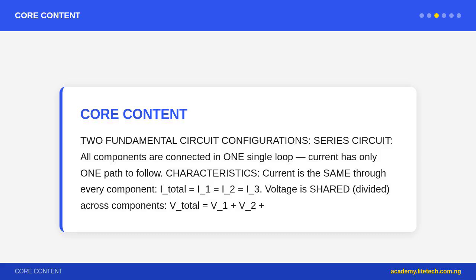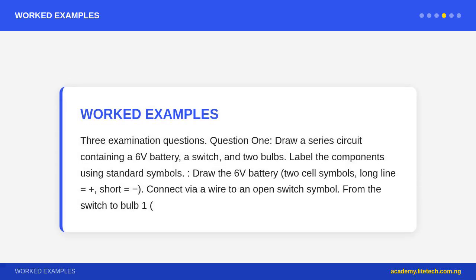Characteristics. Voltage is the same across every branch, V_total equals V_1 equals V_2 equals V_3. Current is shared, divided, between branches, I_total equals I_1 plus I_2 plus I_3. Total resistance decreases. More paths equals less total opposition. 1/R_total equals 1/R_1 plus 1/R_2 plus 1/R_3. If one branch fails, other branches continue working.